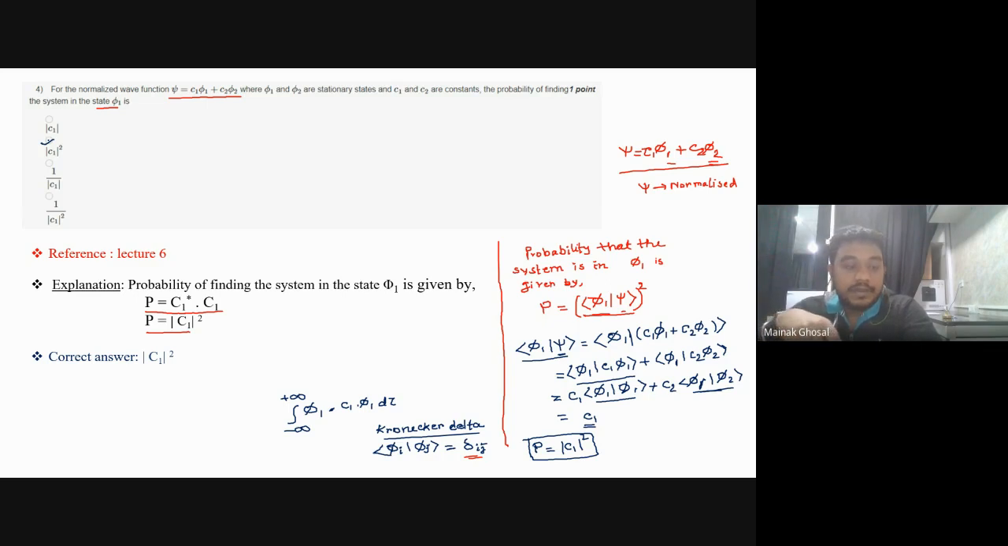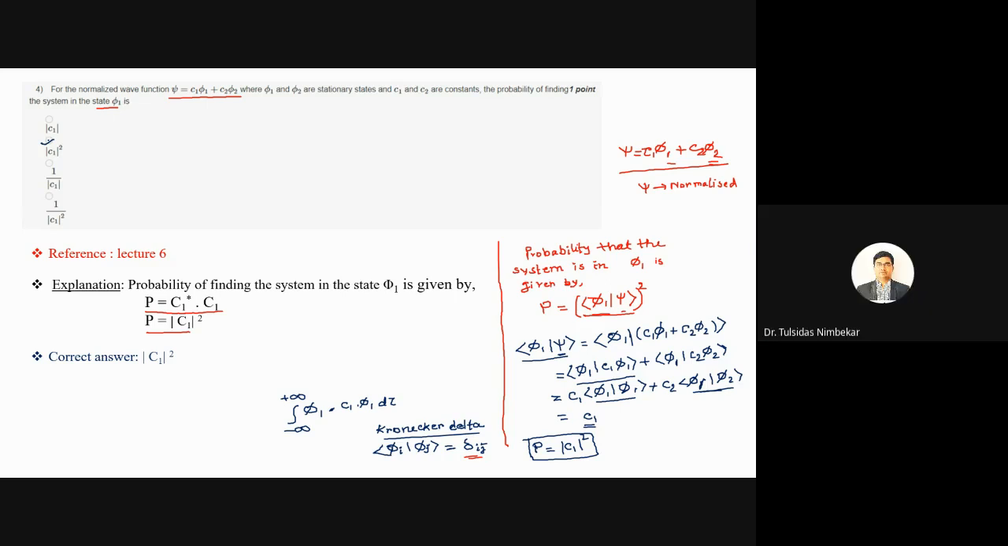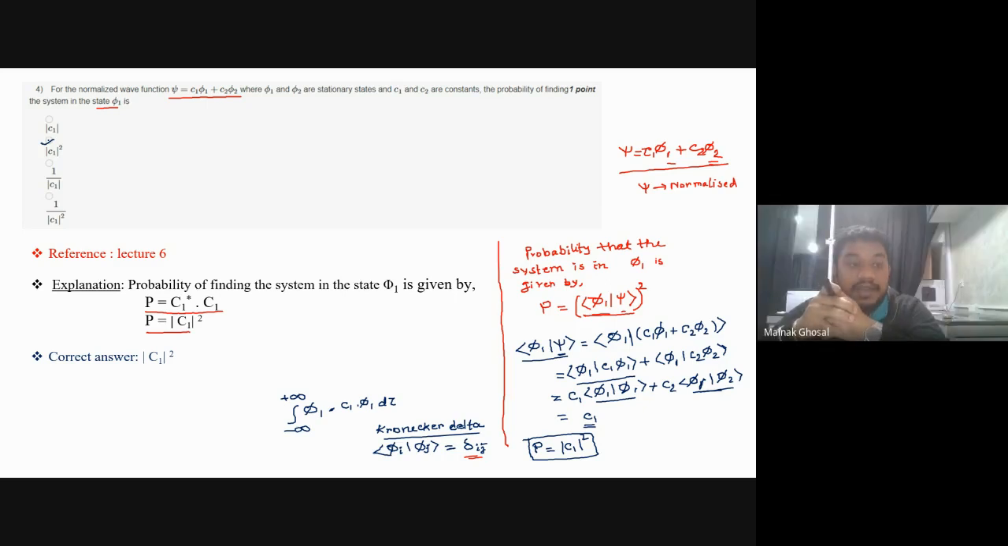Okay. So if you have to find the probability of the system to be in the state phi 2, what will be your answer? Just like phi 1, if I ask what is the probability of finding the system in the state phi 2, what will be the answer? No, in phi 2, I want to say what will be the probability to find in phi 2? Phi 2's contribution is C2, right?